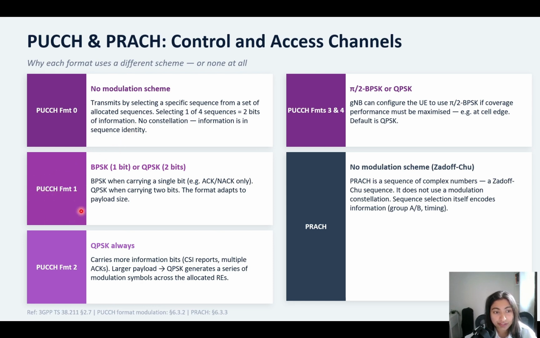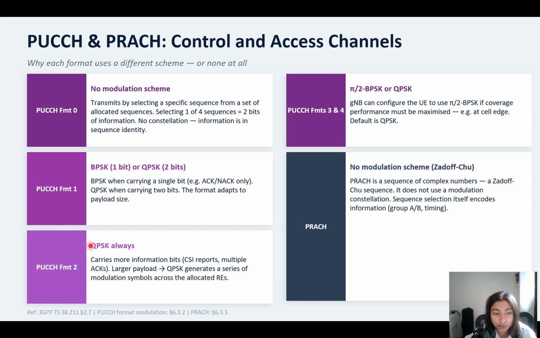Format 1 uses BPSK. So this means that 2 bits can be mapped to one resource element or one symbol. It can carry a single bit, ACK or NACK. If there are 2 bits, it switches to QPSK. This scheme is determined by the payload size. So BPSK corresponds to 2 constellation points.